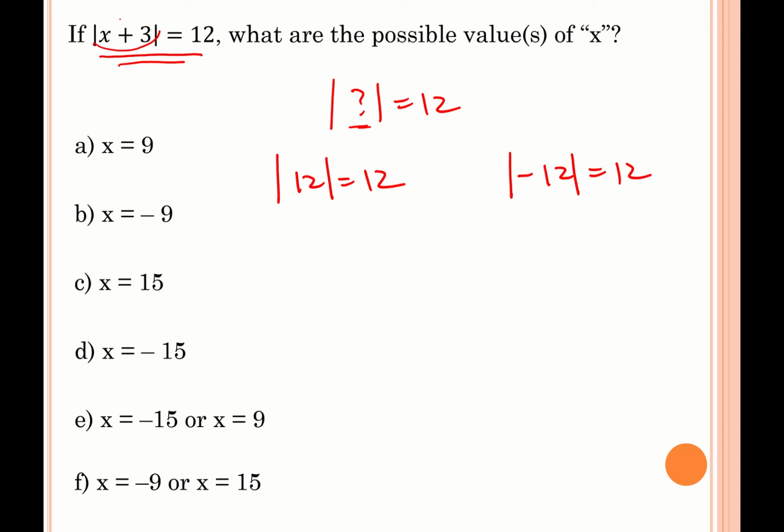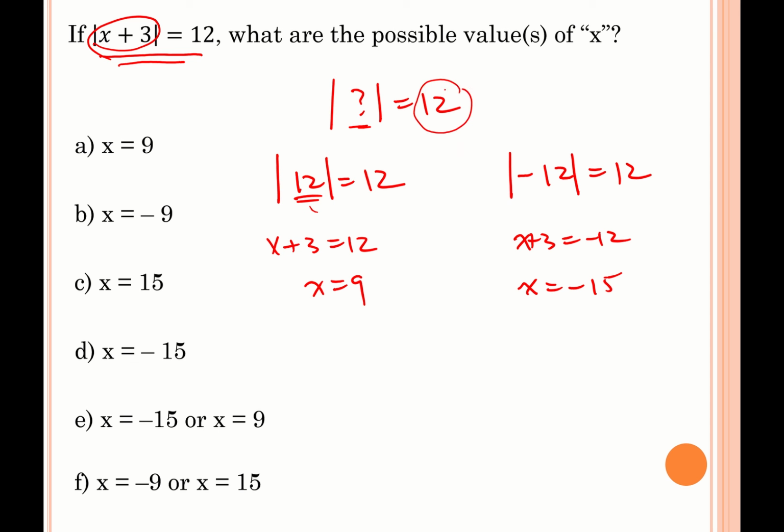So what that means is this part over here is actually x plus 3. So x plus 3 can be 12. You do the math for this, so x can be 9. And then the second one is x plus 3 could equal negative 12. So you move the 3 to the other side, you get x equals negative 15. For this one, just remember that whatever is outside on the right, the value inside could be the positive of that or the negative of that. And then when you do the algebra, you get 9 and negative 15. So the answer would be E.